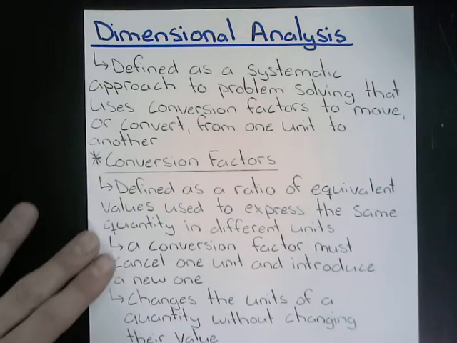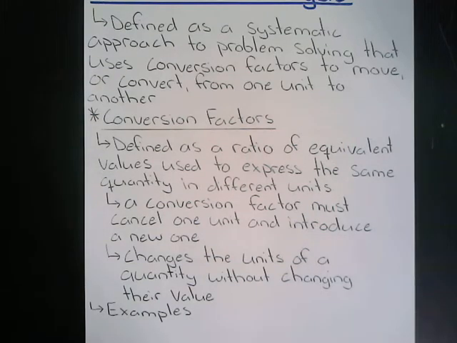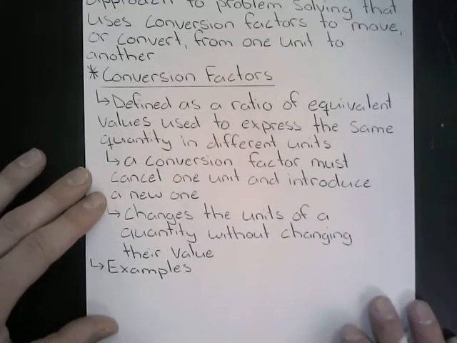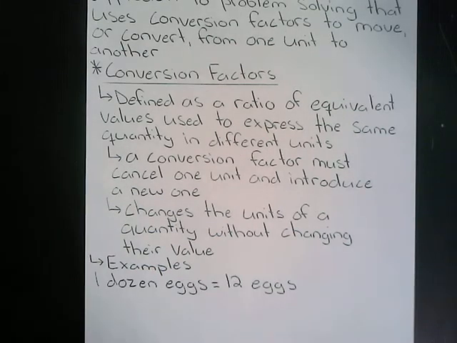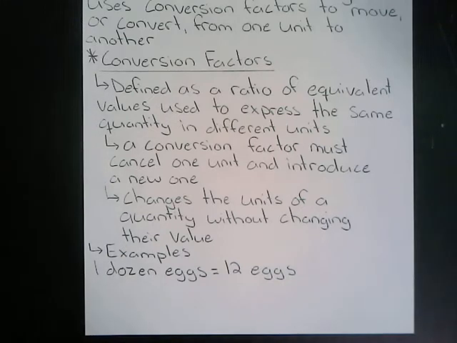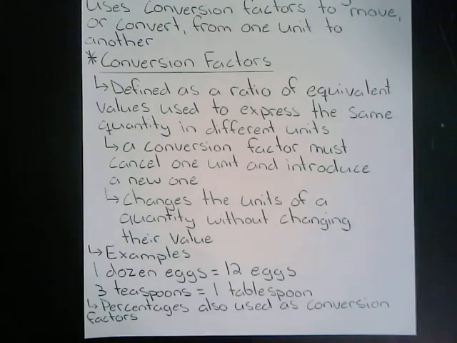Now, conversion factors are used almost on an everyday basis, and the best way to see those is through some examples. One is 1 dozen is equal to a quantity of 12. So if we had 1 dozen eggs, we would have 12 eggs. Or in cooking, 3 teaspoons is equivalent to 1 tablespoon. Percentages can also be used as conversion factors. These percentages relate the number of parts of one component to 100 total parts.